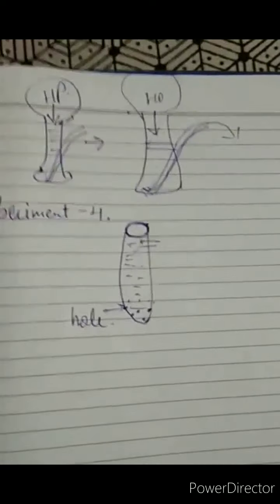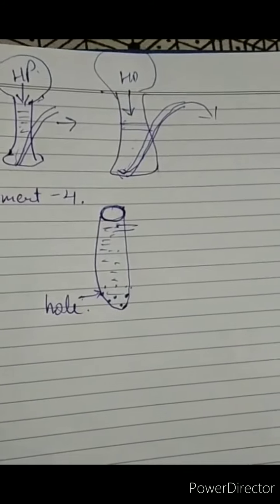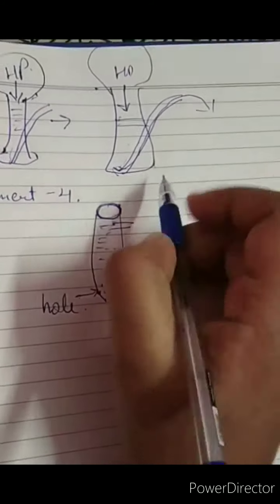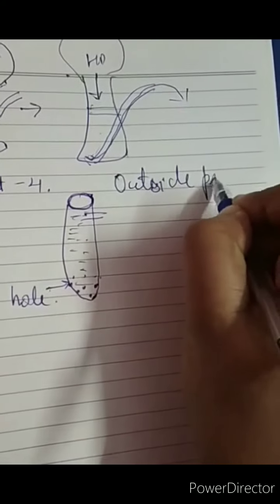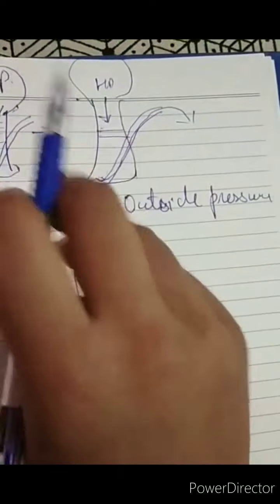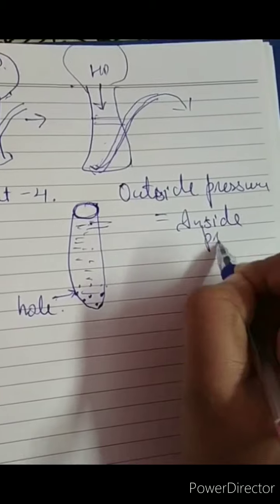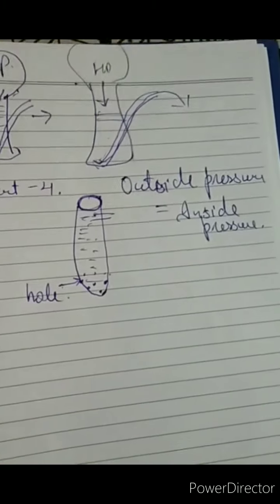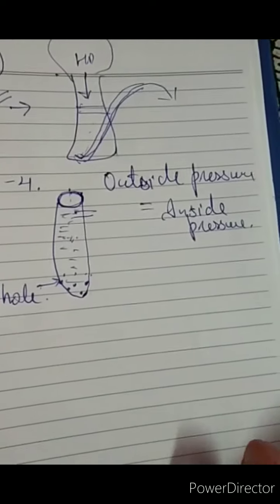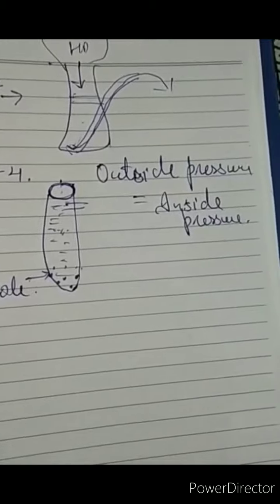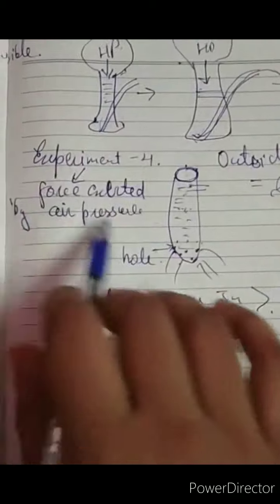Now when the cap is closed, you saw no water is coming out. What is the reason behind it? Because the outside air pressure, since you just put the cap on, is equal to the inside pressure. Outside pressure equals inside pressure, so these two have equal pressure, and that's why no water is coming out. Can we name this experiment as force exerted by air pressure?